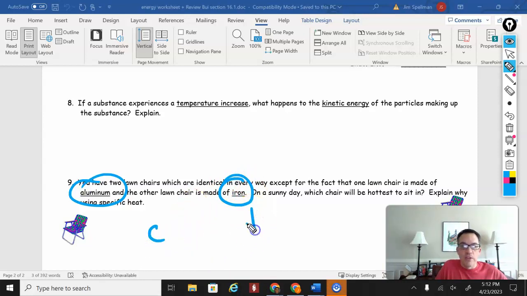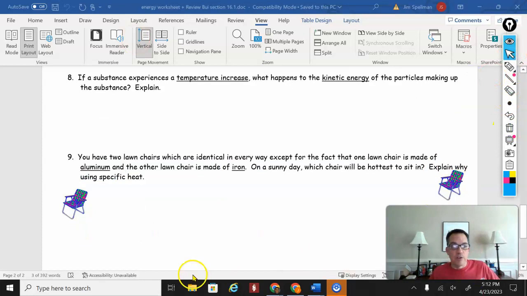So again, the one that has the lower number is the one that's going to heat up the fastest. It's also going to cool off the fastest, because if you're touching it, that's going to be your answer. So you should be able to go back and look at that and give me a decent explanation for that.